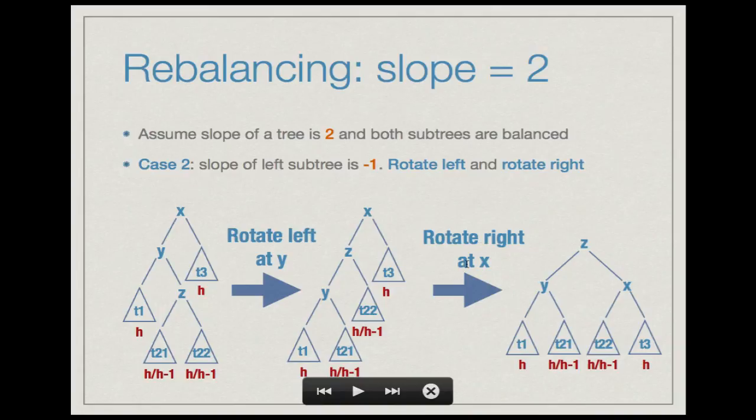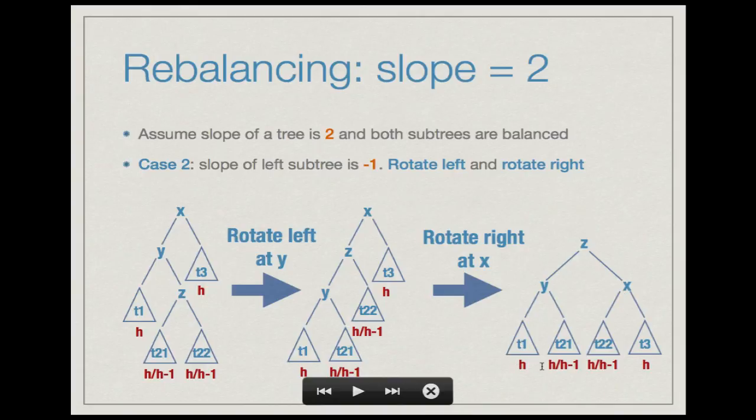If you do a rotate right at X, what happens is that X goes down as the right child of Z, Z becomes the new root, and T22 becomes the left child of X. This is the situation. We have Z as the root, Y as the left child of Z, and T1 and T21 being the subtrees of the tree rooted at Y as before. But we have done a rotate right at X. So Z is the root, X is the right child, and T22 and T3 are subtrees of the tree rooted at X. Now let's compute the various heights.